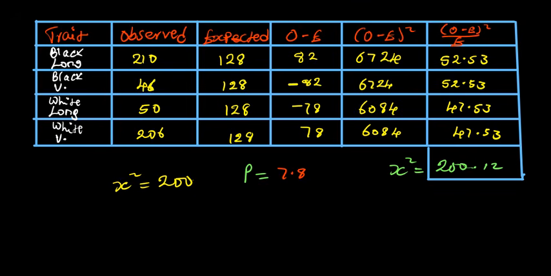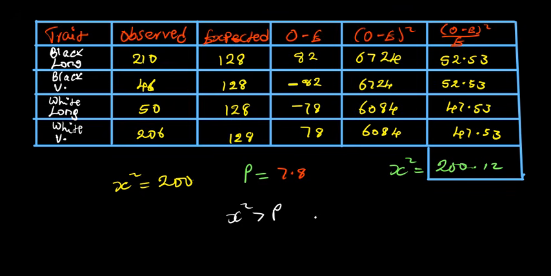So in this case, what conclusion are you going to make? Is there a significant difference between the observed and expected values? So which scenario amongst the 3 that I gave you do we have here? So we say that 200 is greater than 7.8. So the chi-square is greater than the p-value. So in this case, the hypothesis is going to be rejected. The results will be rejected. Why? Because the chi-square is greater than the p-value.